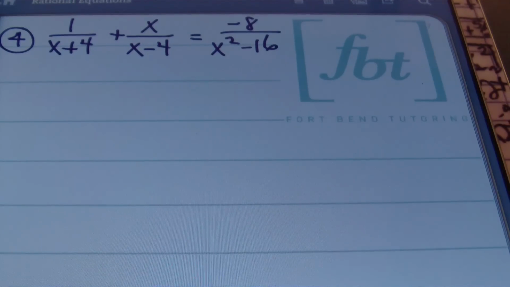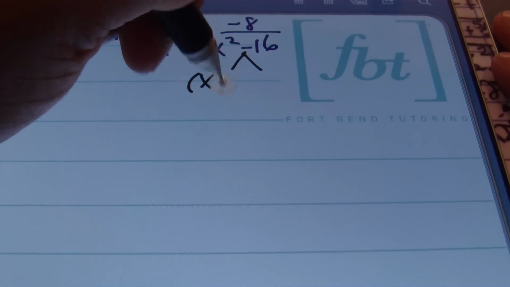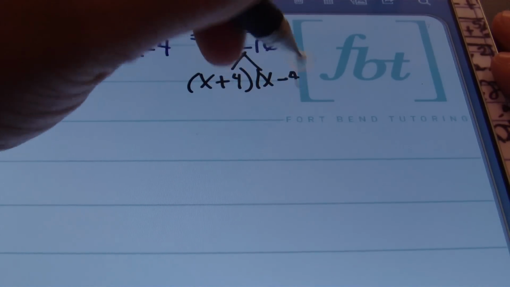All right, in our next problem, problem number 4, we have 1 over (x plus 4) plus x over (x minus 4) equals negative 8 over (x squared minus 16). So what you want to do in a problem like this is you want to be aware of all of your factors at all times, especially when you're trying to find the lowest common denominator. So I'm going to start by factoring this difference of squares here, which is (x plus 4) times (x minus 4).